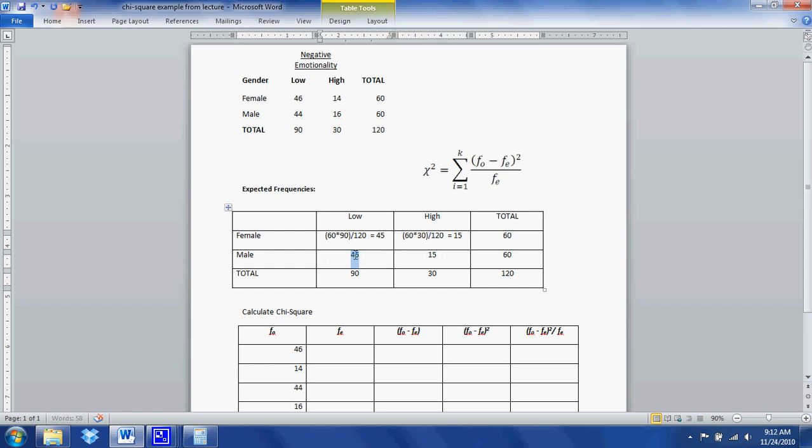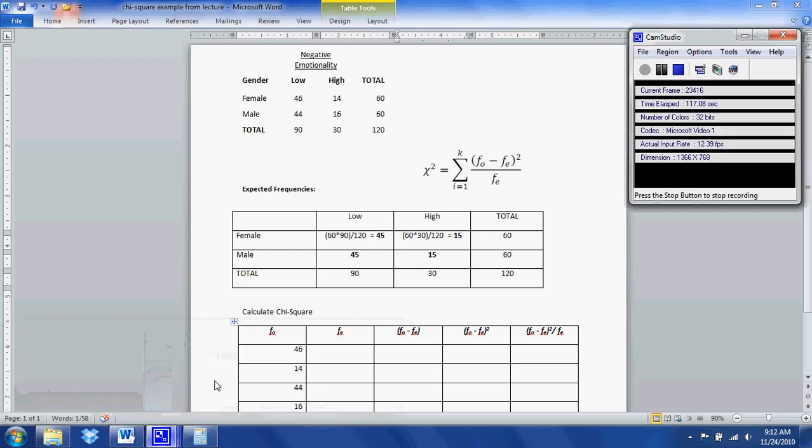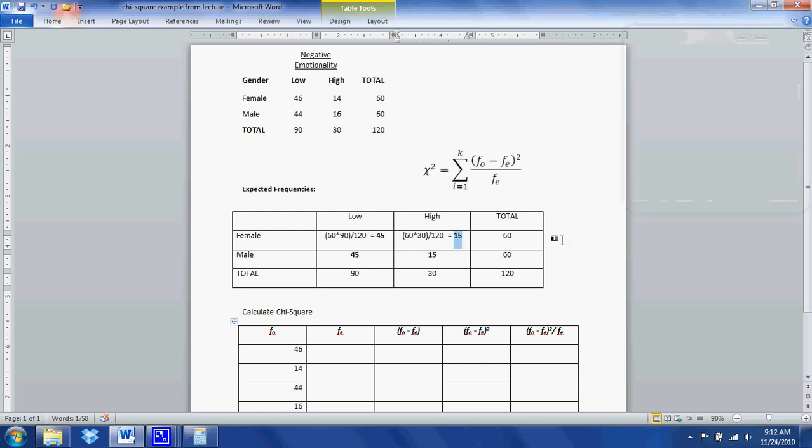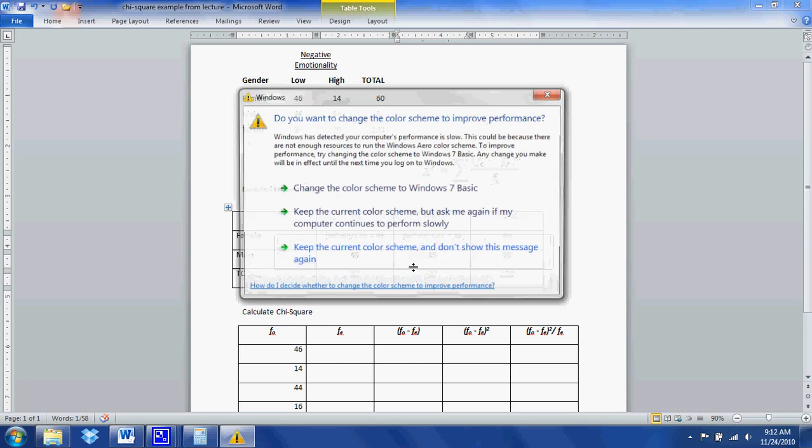Essentially, what we then find is that these are the expected frequencies for our particular chi-square. What an expected frequency does is it tells us what the frequencies would be if these two variables were independent, meaning that gender had no effect whatsoever on whether or not somebody had negative emotionality. And you can see this here. It doesn't seem to matter what gender you are. The spread between high and low negative emotionality is pretty much equal across men and women.